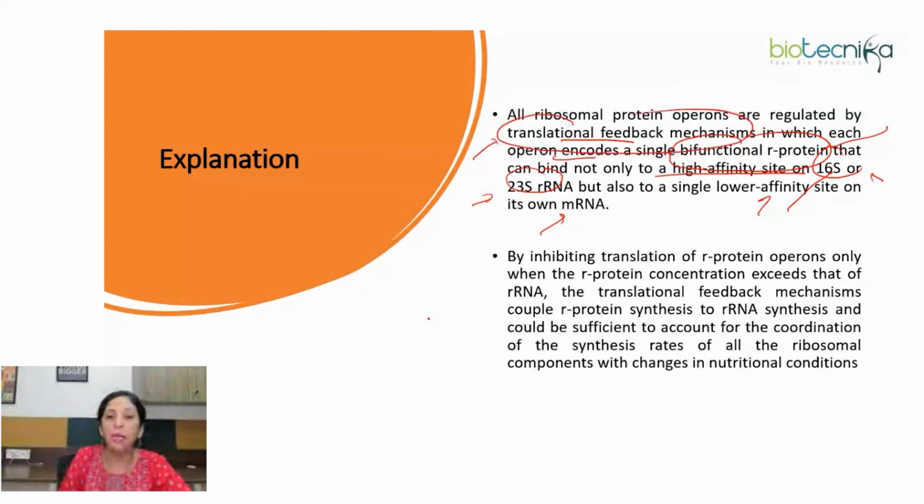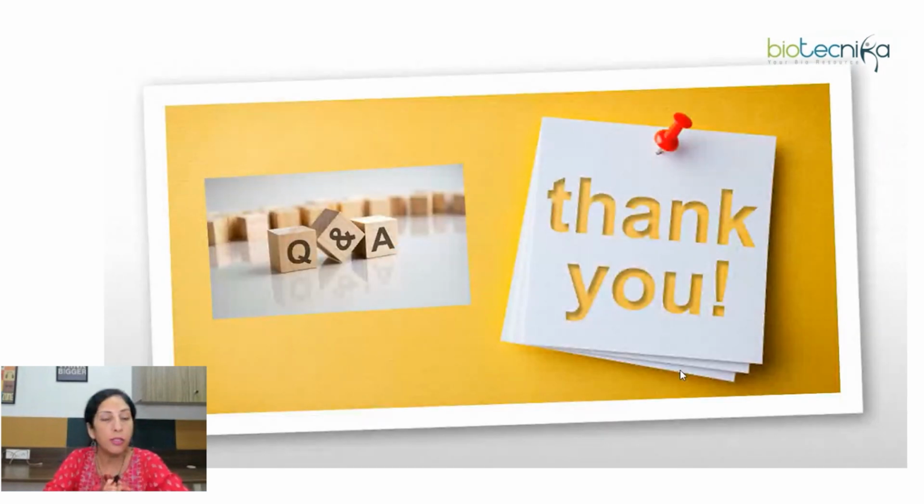By inhibiting translation of R protein operons only when the R protein concentration exceeds that of rRNA, the translational feedback mechanism couples R protein synthesis to rRNA synthesis and could be sufficient to account for the coordination of the synthesis rates of all the ribosomal components with changes in nutritional conditions. It means that as per the requirement, this translational feedback mechanism could check the concentration of the R proteins. So that was the last question we had discussed.